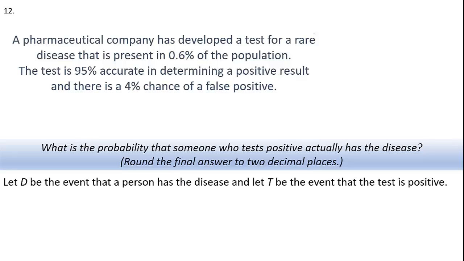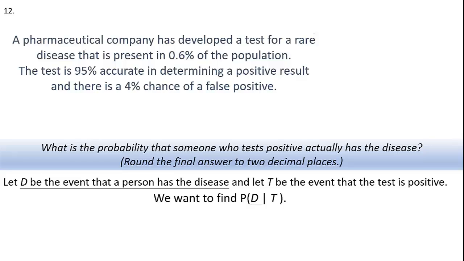So, let D be the event that the person has a disease, and let T be the event that the test is positive. So capital D means the person has a disease. Capital T means that the person tested positive. I want to find the probability that the person has the disease given that that person tested positive. So that's the probability of D given T.